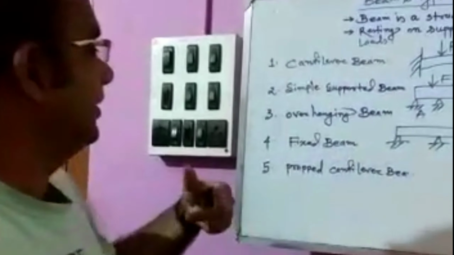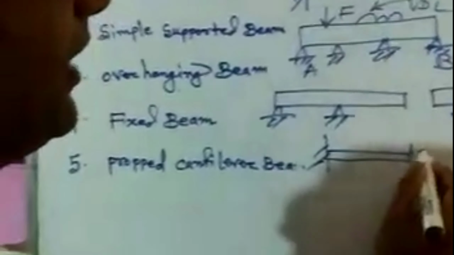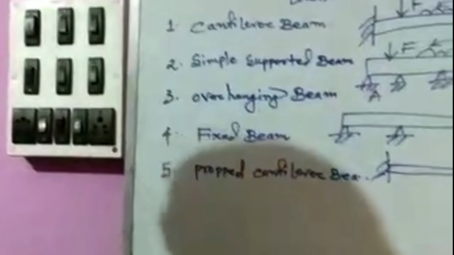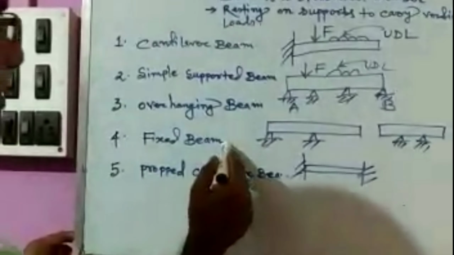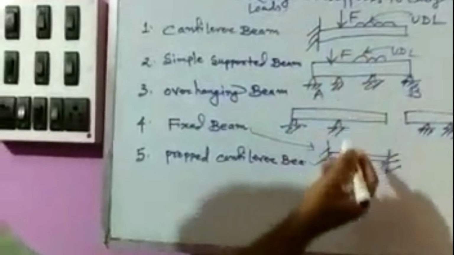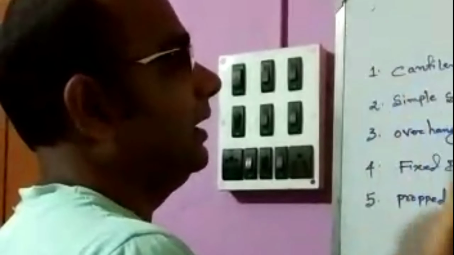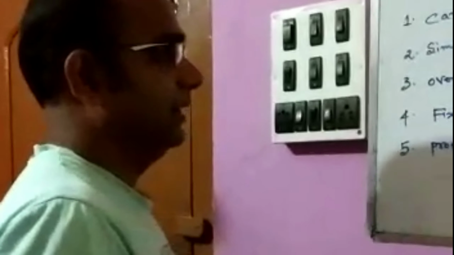Next one, fixed beam. Obviously, both ends of a fixed beam are fixed. In this fixed beam you can also apply a point load at any point. UDL can also be applied, and varying load can also be applied.